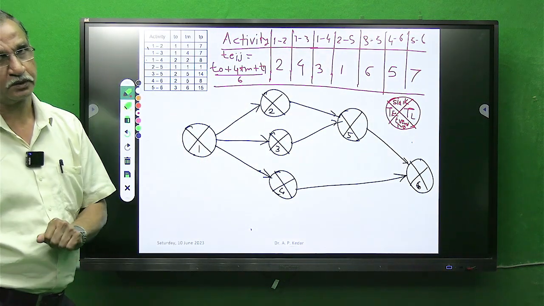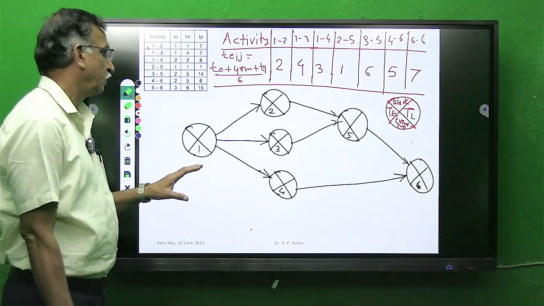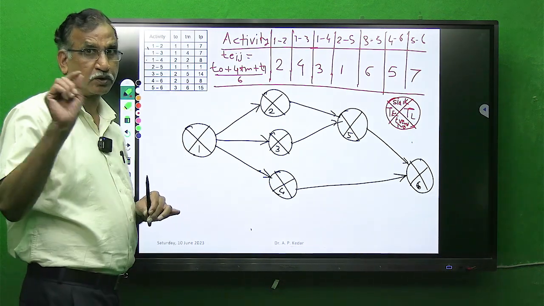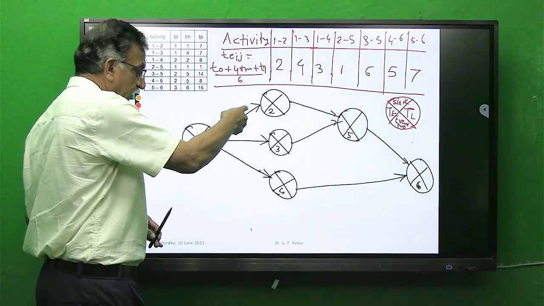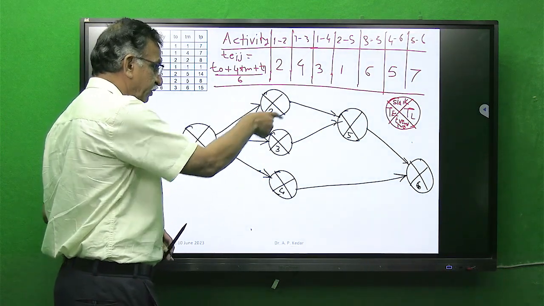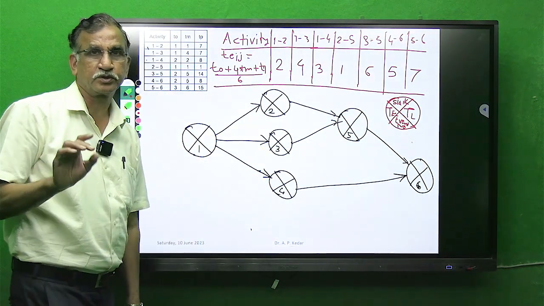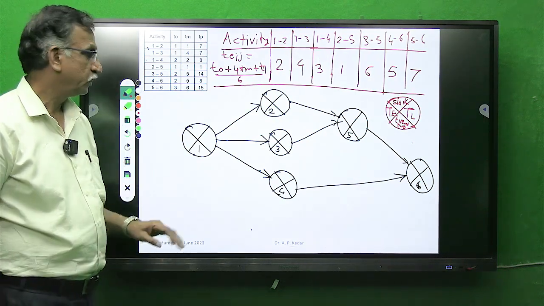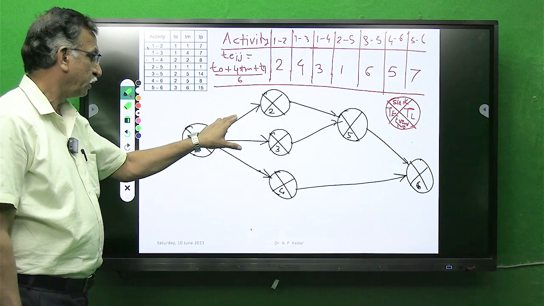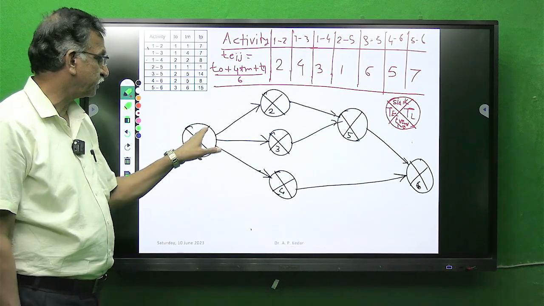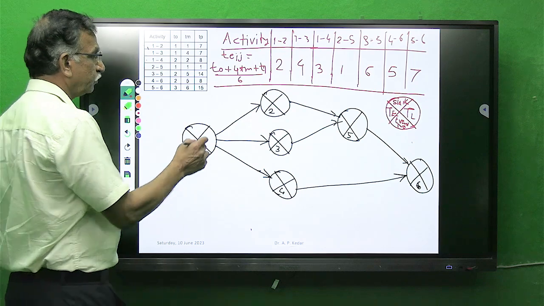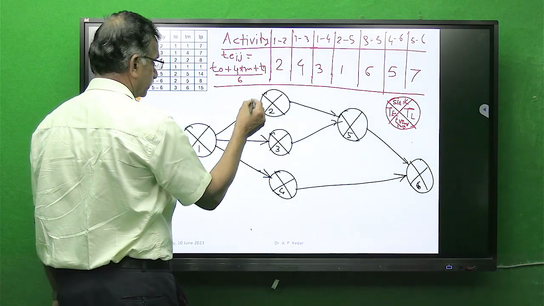This is one aspect. Now, in PERT, an important thing: don't name these activities as A, B, C, D. This is a mistake which students commit many times. No need. We will refer to these activities as 1-2, 1-3, 1-4, like that. Now what you need to do is put in these timings.